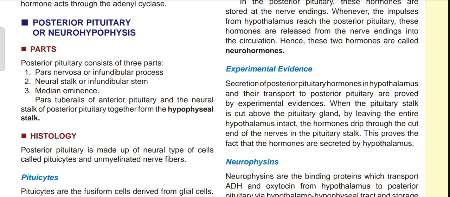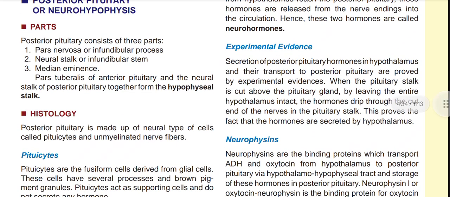In the previous videos, we have already discussed the anterior pituitary and its releasing hormones. In today's video, we will discuss the posterior pituitary or neurohypophysis. Now, the parts of the posterior pituitary or neurohypophysis.